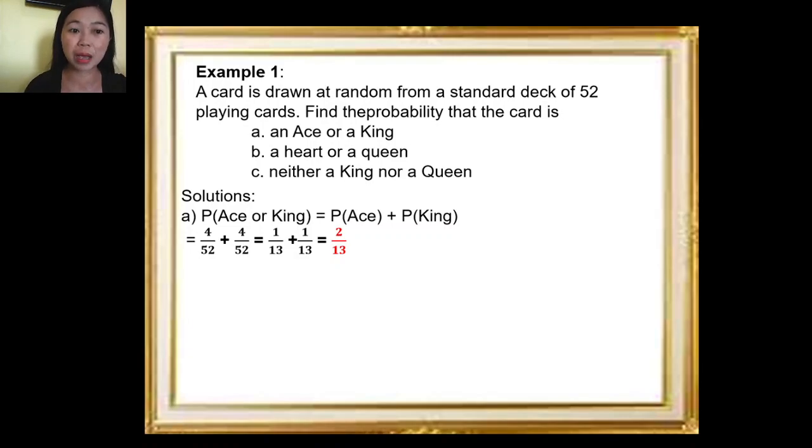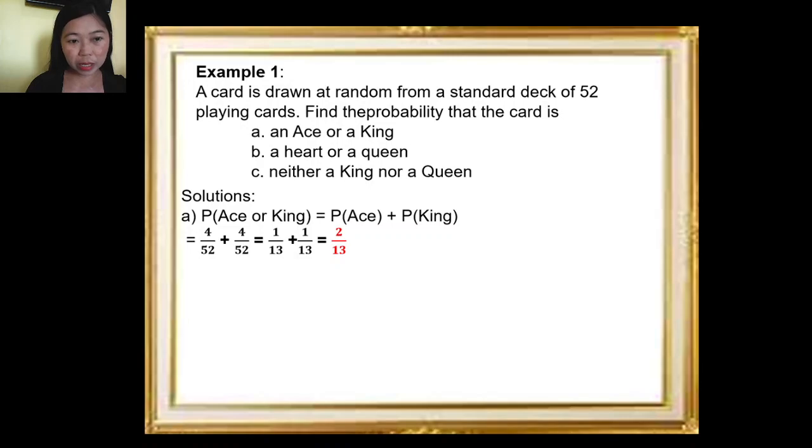So we have 52 playing cards. That is our denominator. And then the numerator is, ilan ba yung ace? So yung ace ay, we have 4 cards which is ace. Plus, ilan ba yung king? So meron tayong 4 na king sa 52 playing cards. So you have to add 4 over 52 and 4 over 52. So there are 4 aces and there are 4 kings. So we have 4 over 52 for the probability of ace plus 4 over 52 for the probability of king.